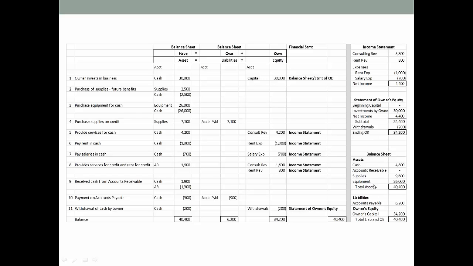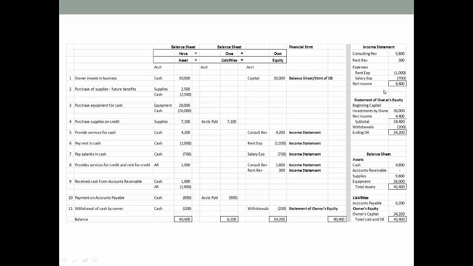Now over here we have the financial statements, and they're in the correct order in which they're prepared. The income statement is prepared first, after that the statement of owner's equity, and thirdly the balance sheet. So we have consulting revenue here, so we're going to add consulting revenue and consulting revenue, then the rent revenue from here. Then we have our various expenses, we have our rent expense, and then we have our salaries expense.